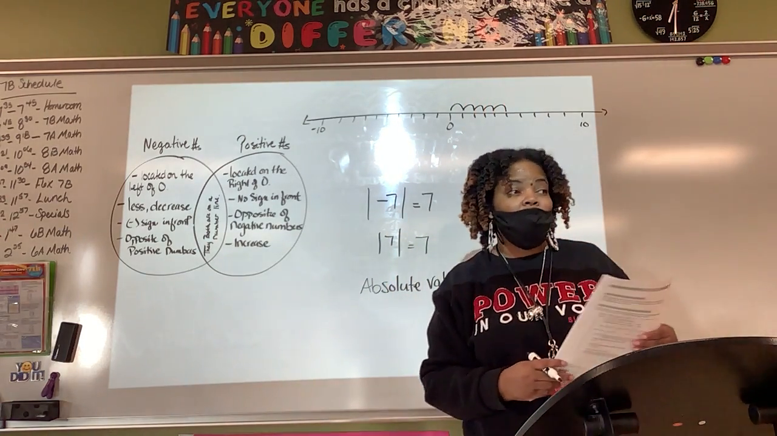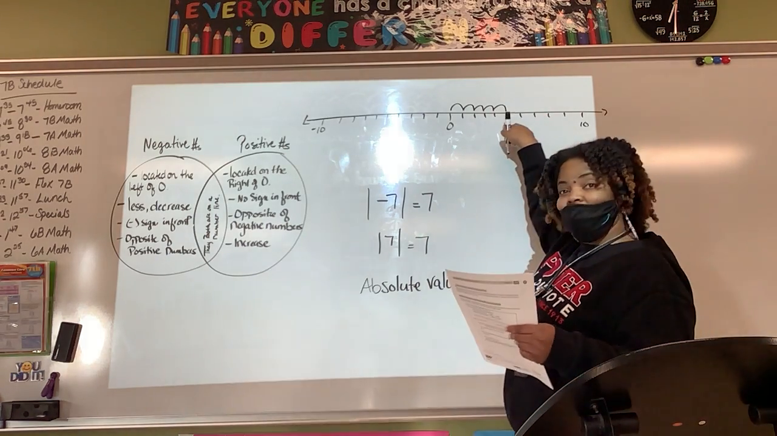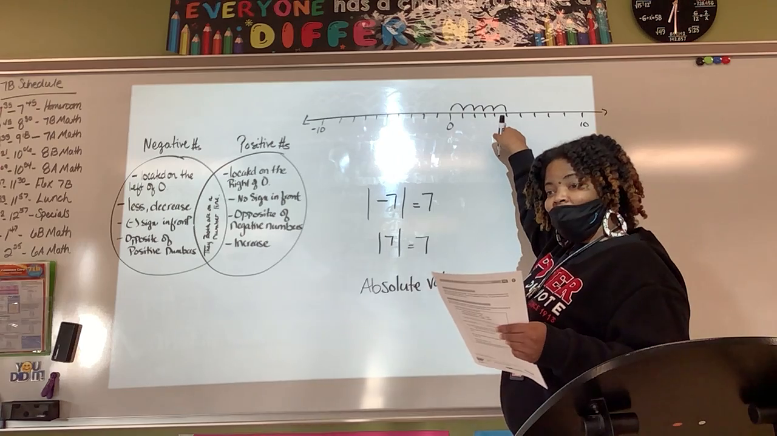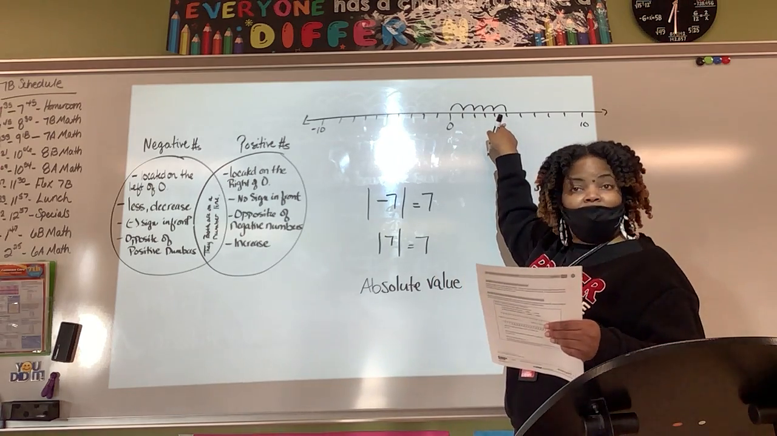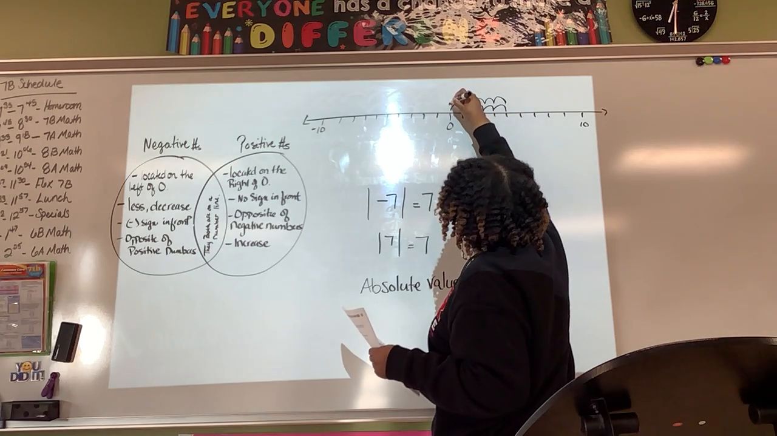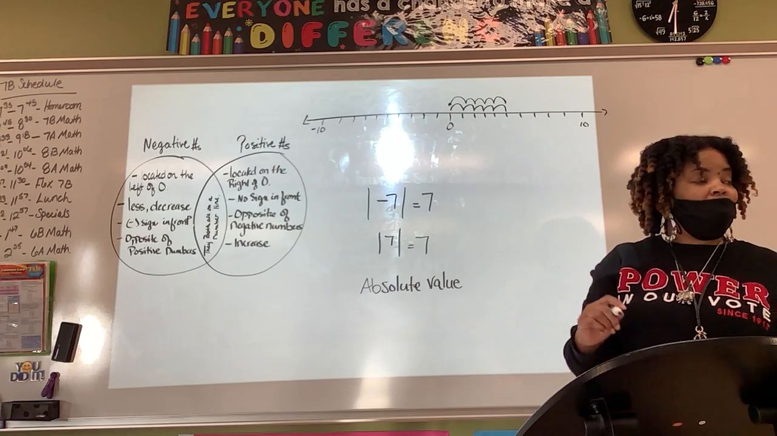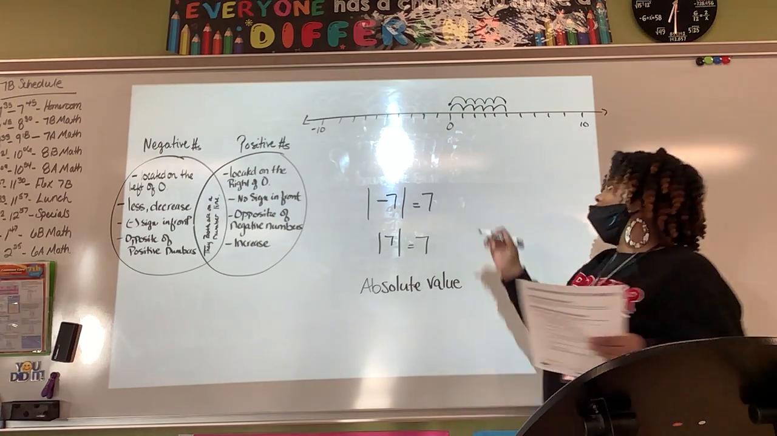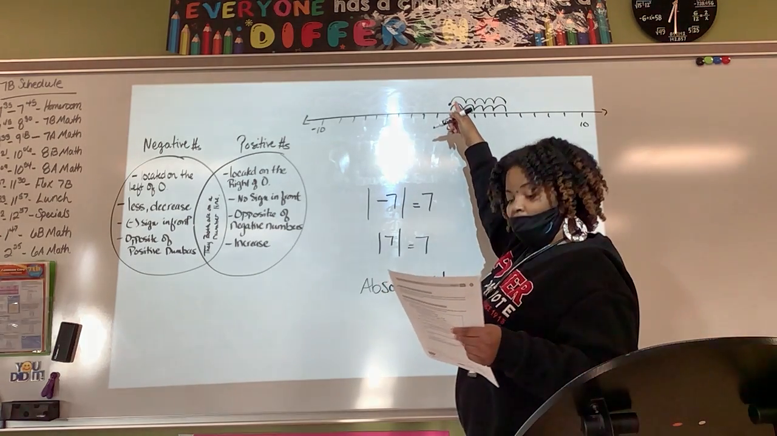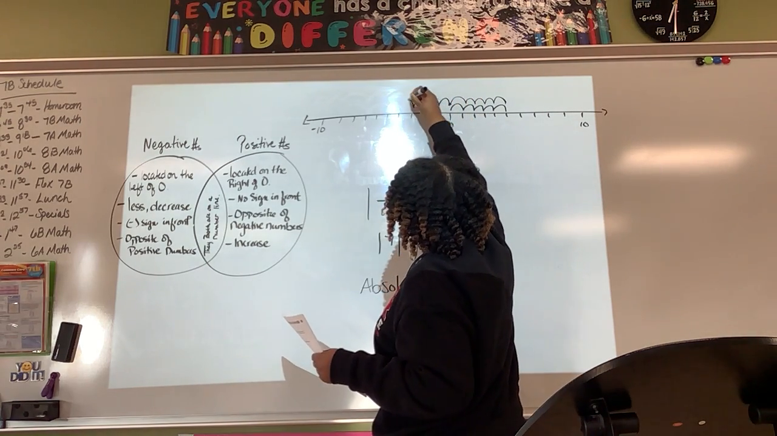My second card drawn is a -5. Where do I start? 5. That's where I left off. And which way am I going? Right or left? Left. 1, 2, 3, 4, 5. I'm back at 0. My third card drawn is a -4. I'm starting at 0. Which way am I going? Left. 1, 2, 3, 4.